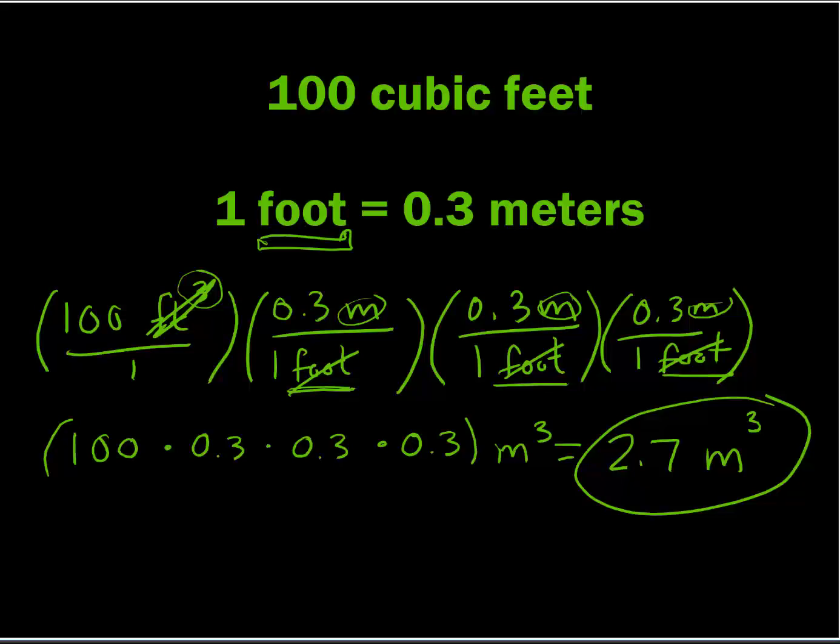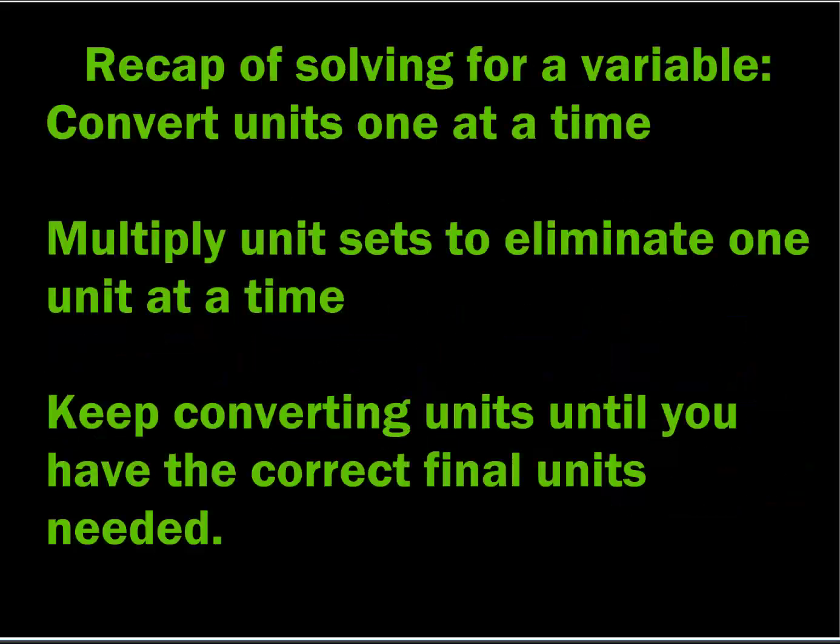Now I hope this has helped you understand how to convert units, not only for single powers of units, but also for multiple powers of units, such as this case where we had cubic feet and cubic meters. I'd like to do a quick recap here of converting units one at a time. First of all, we multiplied unit sets to eliminate one unit at a time, tracking our units along the way, and crossing out units that are canceling when you have one above and one below. And then finally, we keep converting units until you have the correct final units that are needed. And you can check your units along the way if that makes it easier for you.